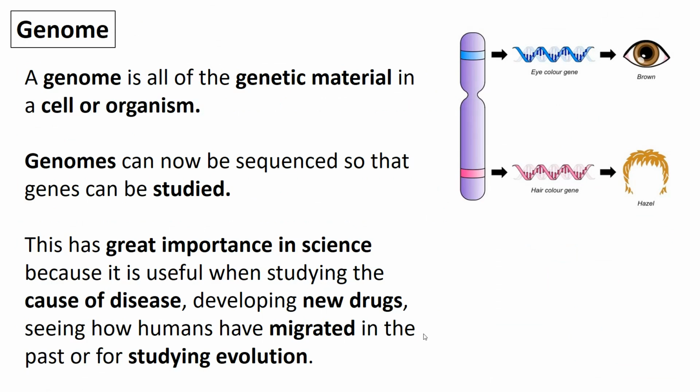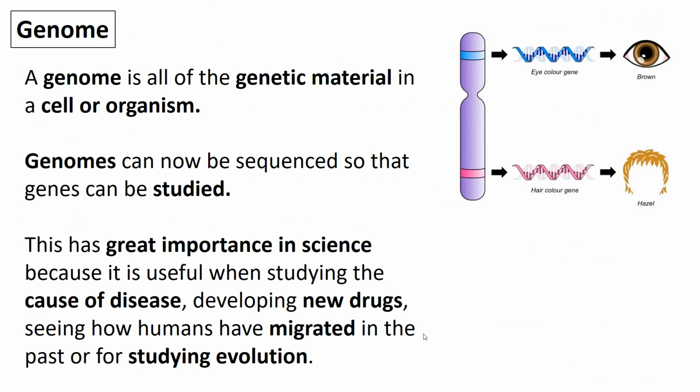All of the genes and all of the genetic material inside a cell or an organism is called the genome. So not all of the DNA codes for a gene. There are some bits of the DNA that don't code for genes. So we have this other term, genome, to represent all of that genetic material inside an organism. And the genomes can be sequenced. You can work out the sequence of their codes in order to be studied.